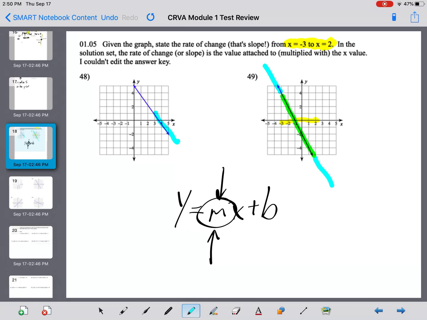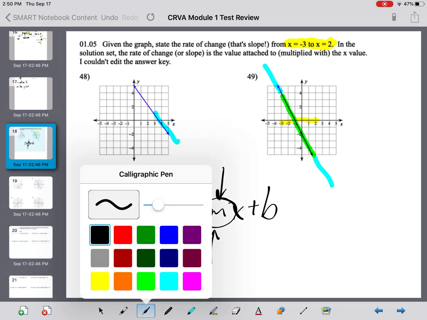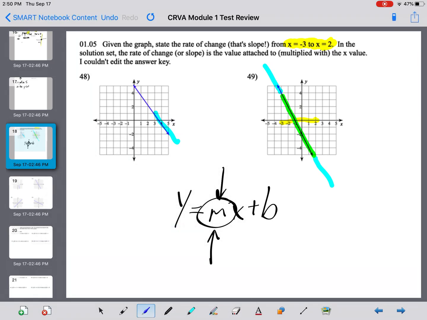No matter how big of a chunk you take, when you simplify that fraction, that rate or steepness is always the same. It's the same steepness on this blue part as it is the green part, as it is this blue part. So all the rates and slopes are the same. This is just some lingo that Florida likes to use, so we're going to use that here too.